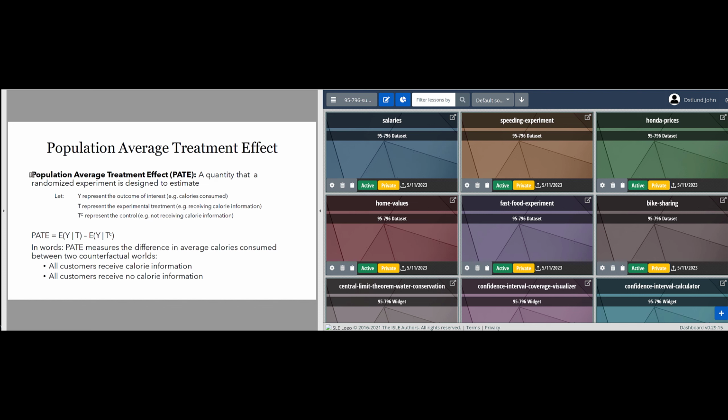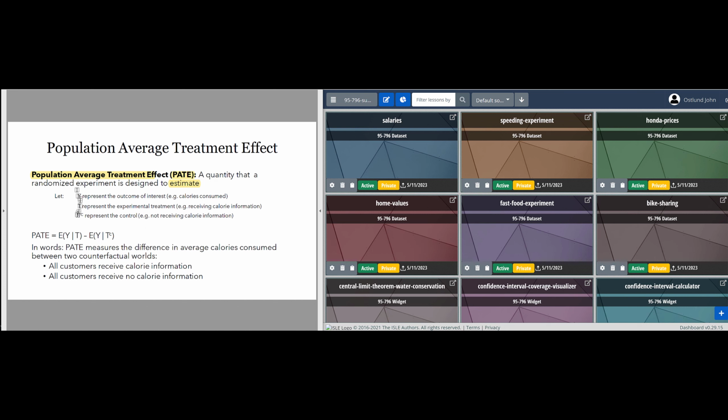Okay, so next up we're going to take a look at what's called the population average treatment effect, or PATE. This is not something like the mean or the variance that there's any theoretical foundation for based on the distribution. This is something that we estimate from data collected in an experiment.